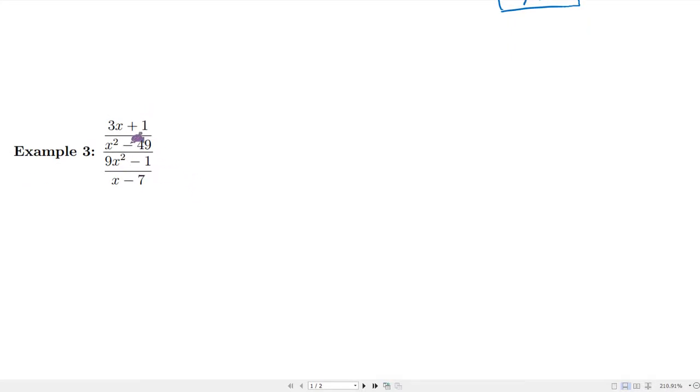Moving on, down here, at this point we just have a fraction divided by a fraction. So one thing we could do is take this whole top fraction, the (3x plus 1) divided by (x squared minus 49), and then multiply by the reciprocal of the whole fraction in the bottom. So that'll be (x minus 7) divided by (9x squared minus 1).